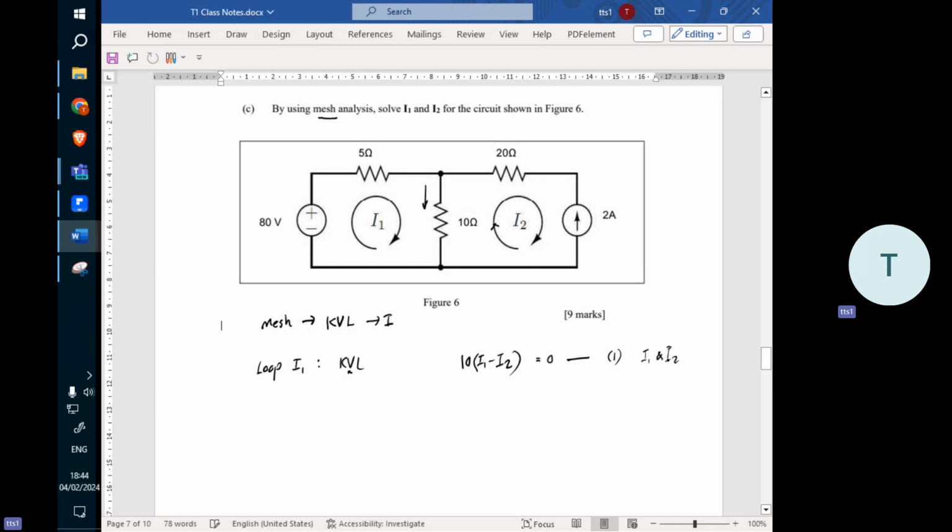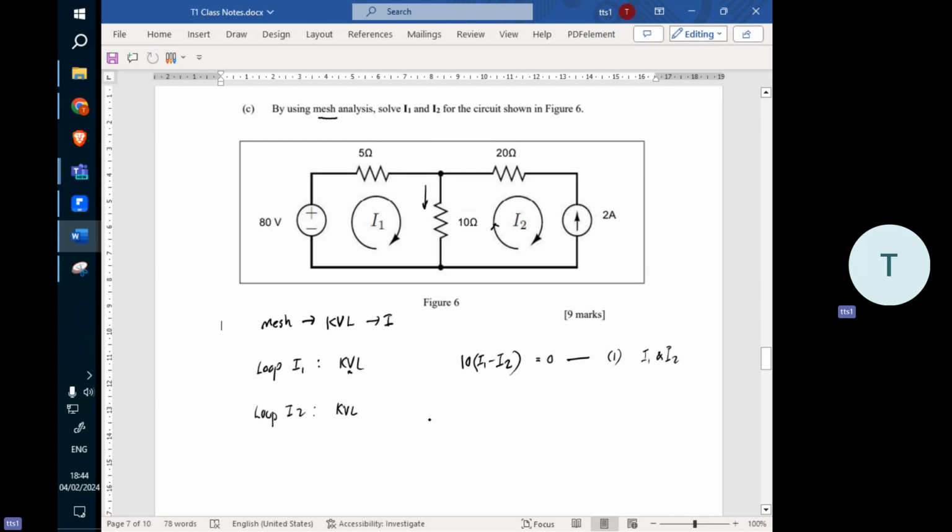Since we have two unknowns, we need two equations to solve for them, right? This is basic mathematics. So of course we need to do another loop around I2 using KVL, because KVL is based on the mesh. So we find another equation around loop 2.